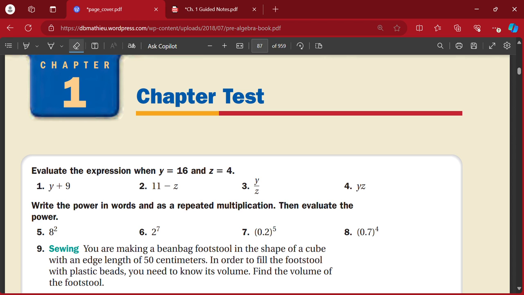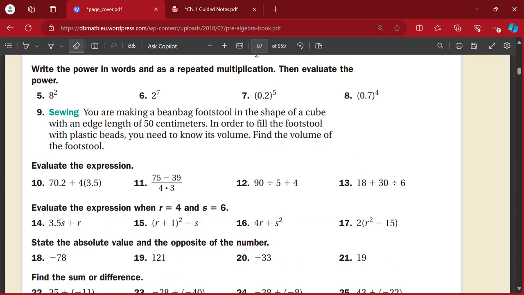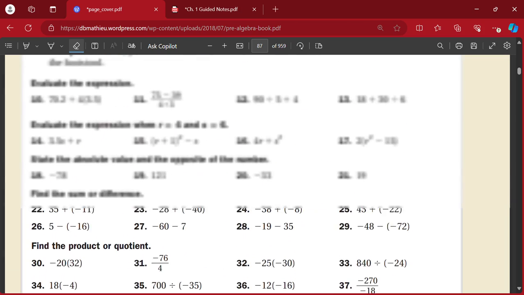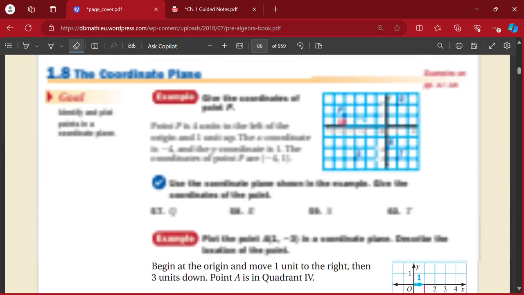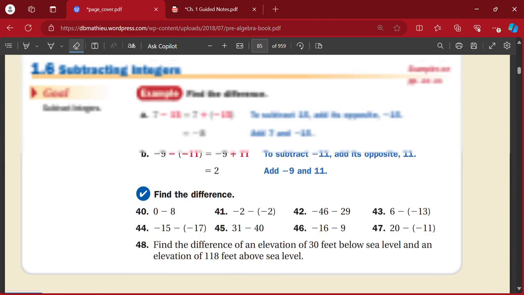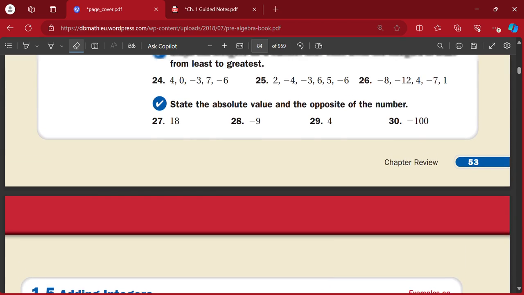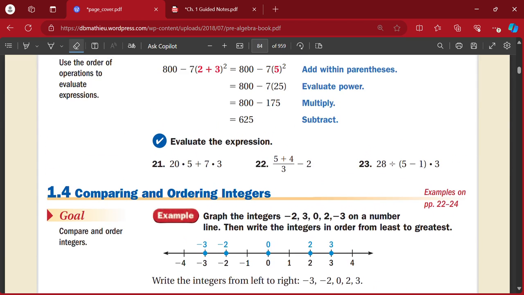The chapter test in the book is not the chapter test. I will be making the chapter test to give to you. Make sure all of your notes are in order. And when you are done with that worksheet, go ahead and turn in your notes and that worksheet to my desk.